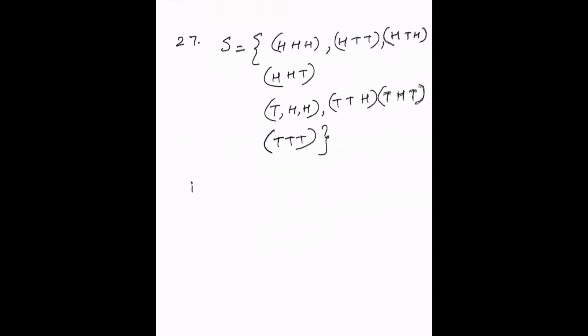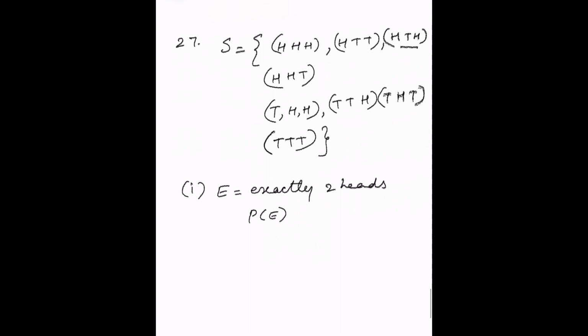Now the first subdivision is, the event is exactly 2 heads. That you know. Exactly 2 heads, there is no confusion. How many are there? Only these 3. I have underlined 3. HTH, HHT, and THH. So 3 cases, 3 outcomes satisfy. So write 3 by 8.